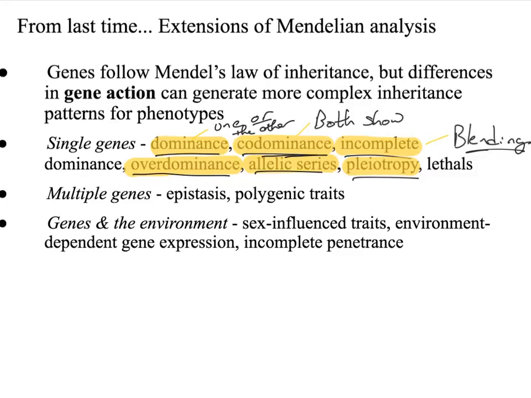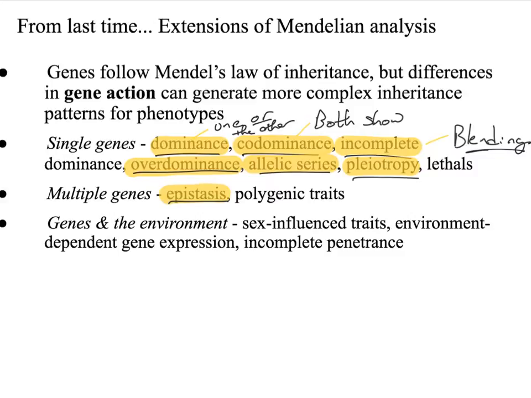Epistasis is where you have a gene that influences another gene. So one gene can in some way influence the gene product of another gene. And then you have polygenic traits, and those, again, show you where one single gene can impact more than one.